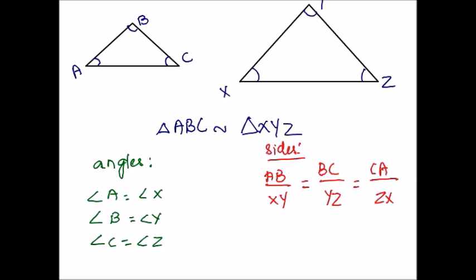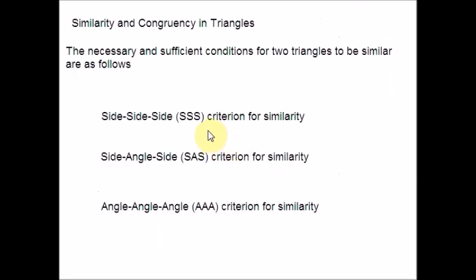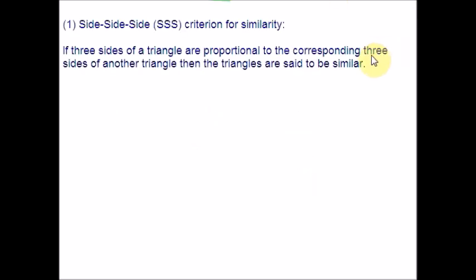Now let us see the necessary and sufficient conditions for the two triangles to be similar in detail. These are the three necessary and sufficient conditions for the triangles to be similar: SSS, SAS and AAA. We say these as postulates. Let us see all these three one by one in detail. Here is the statement for the first one, side, side, side. If three sides of a triangle are proportional to the corresponding three sides of another triangle, then the triangles are said to be similar.